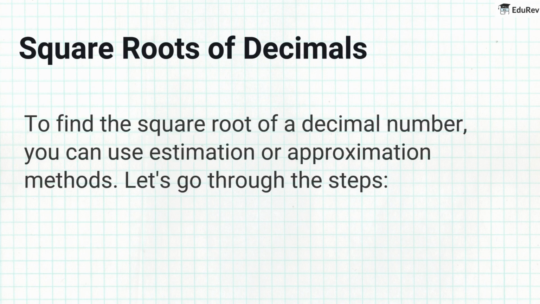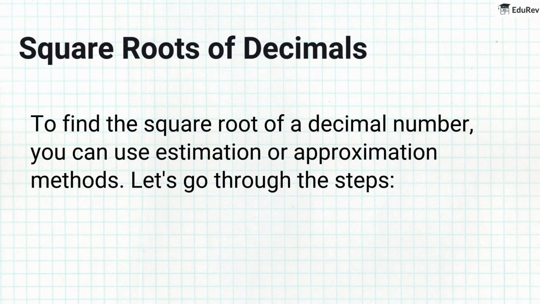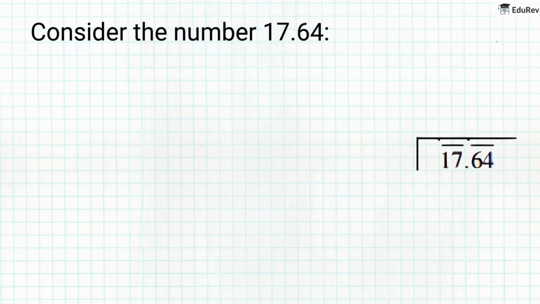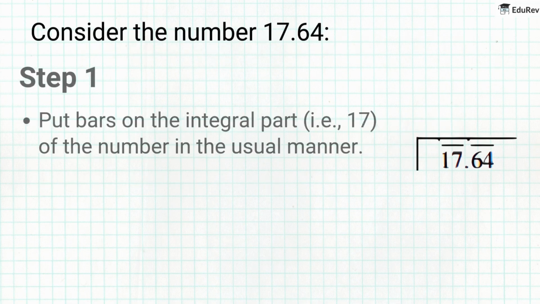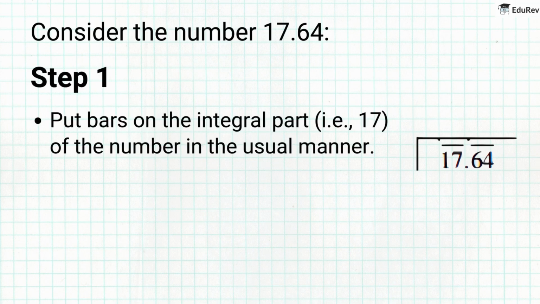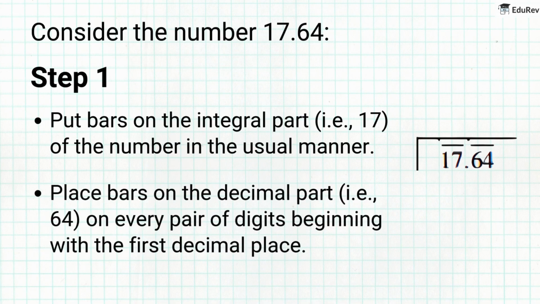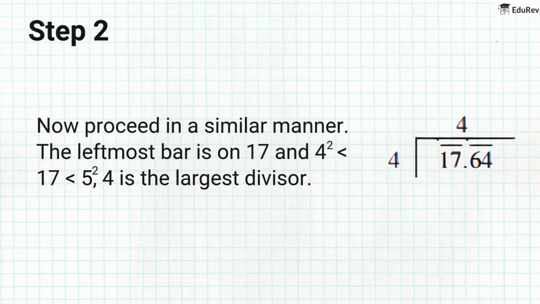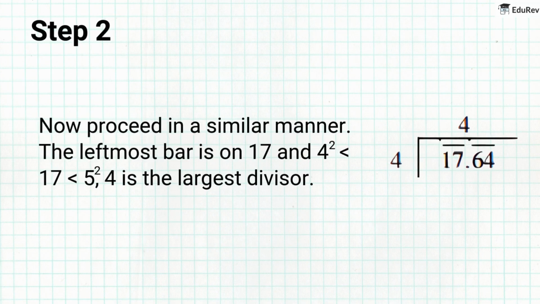To find the square root of a decimal number, you can use estimation or approximation methods. For instance, consider the number 17.64. First, we put bars on the integral part, 17, of the number in the usual manner, and then we place bars on the decimal part, 64, on every pair of digits beginning with the first decimal place. Next, we proceed in a similar manner. The leftmost bar is on 17, and since 4 squared is less than 17 and 5 squared is greater than 17, we know 4 is the largest divisor.